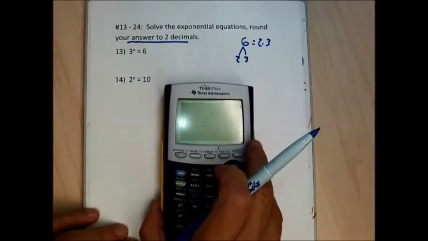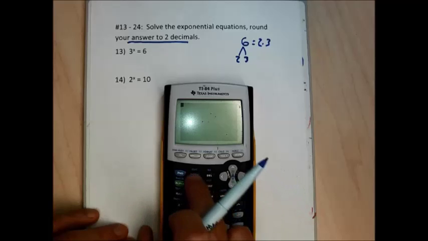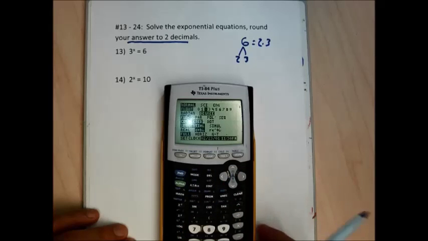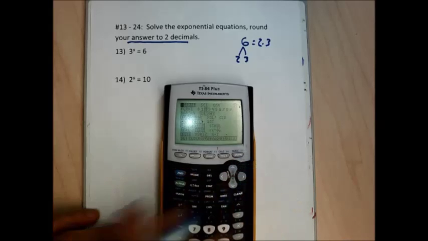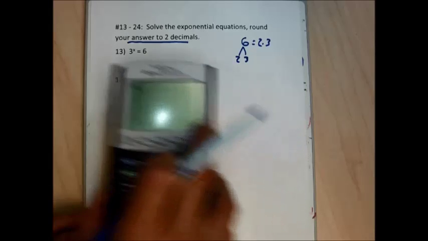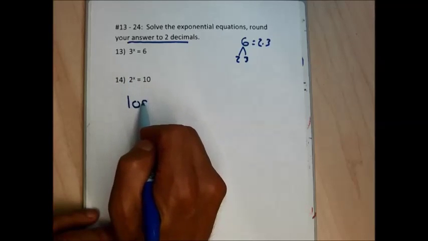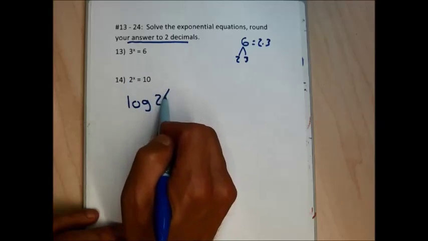going to get my calculator in 2 decimal mode. I'm going to hit the mode button, go down to float, arrow over to 2, and hit equals. Now my calculator is going to give me 2 decimals. I hit second and quit to get out of that screen. I'm going to solve each of the problems in problems 13 through 24 by taking the logarithm of both sides.